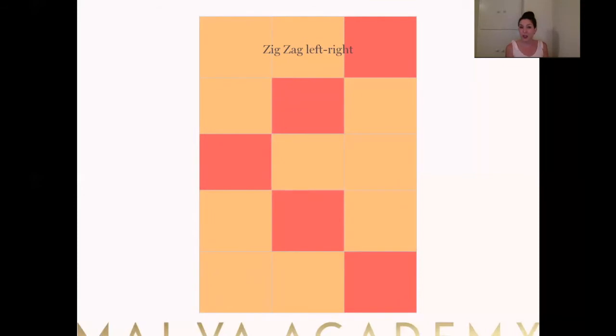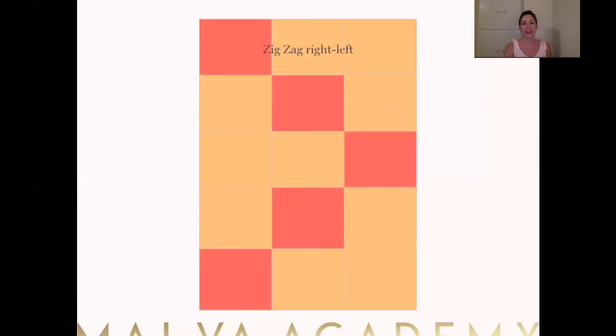Maybe what you want to do is not a diagonal, but a zigzag. And this is a zigzag from left to right. And this is an example of a zigzag from right to left.